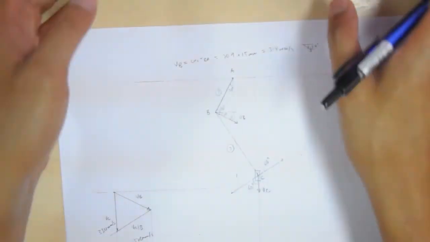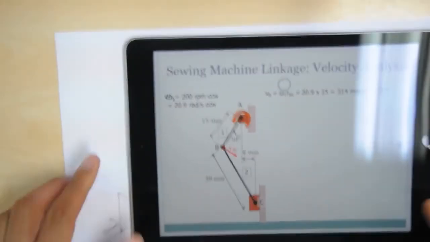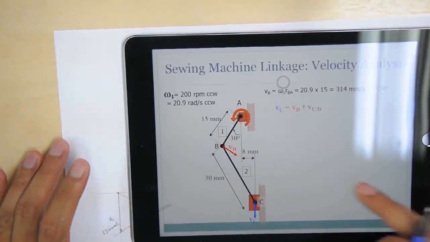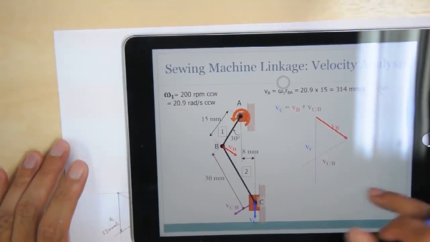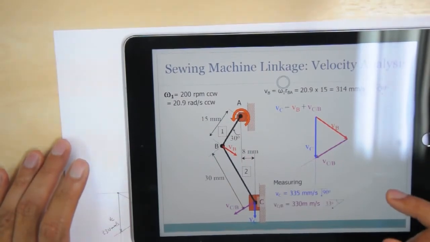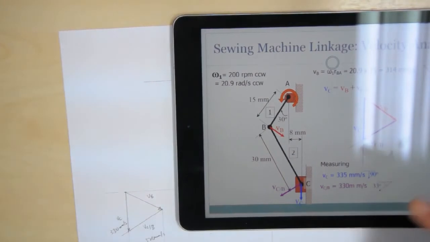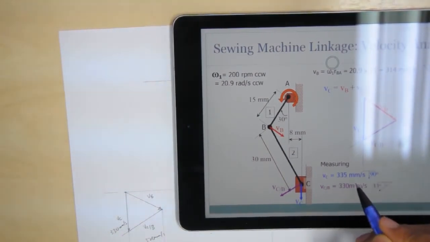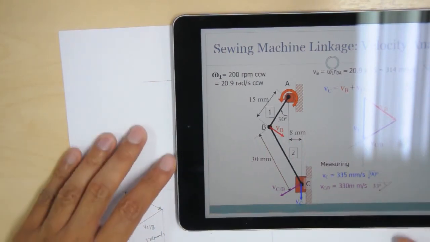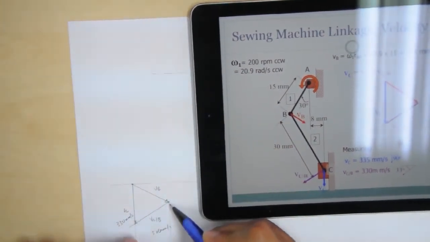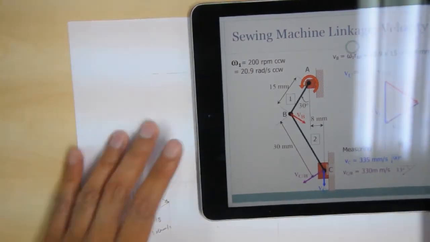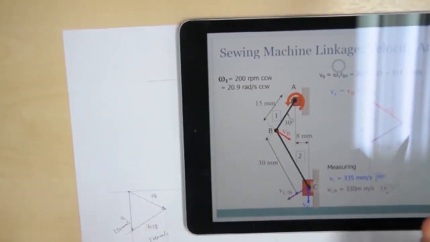Of course, it depends on how you solve, how you draw it. Let's check the answer. Okay, by measuring, I'm short a little bit. So the actual answer will be 335 millimeter per second. VCB is 330 millimeter per second. If you actually improve your drawing, you get closer to this answer, but unfortunately in my case I'm not really doing it exact, so this will be the answer.